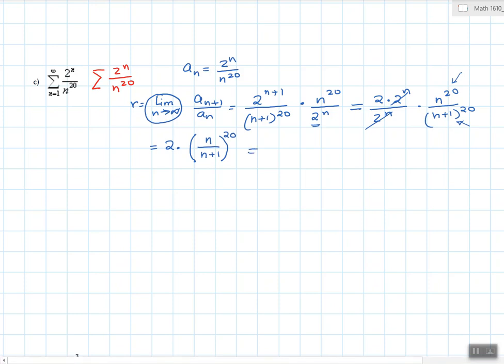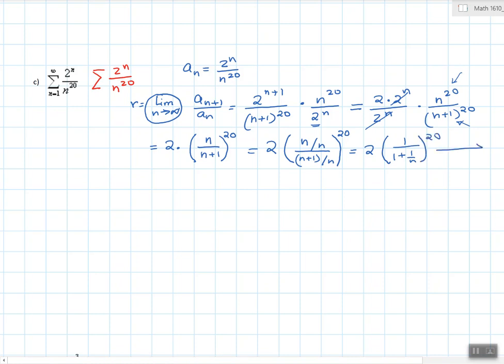Now comes our division time. So what should I be dividing by? Well, as long as I do the same thing to the numerator and the denominator, it should be fine. So I'm going to take n divided by n and take n plus 1 and divided by n, and this whole thing obviously still has this exponent of 20. So this gives me 2 times 1 over 1 plus 1 over n raised to the power 20.